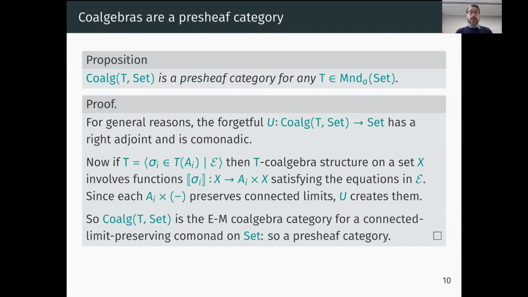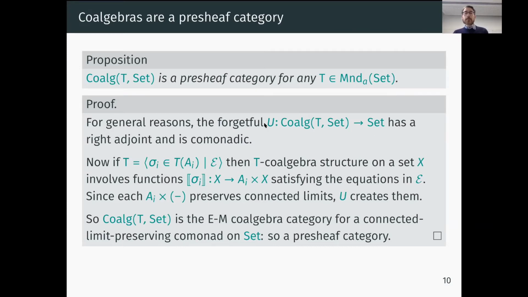Okay? I start with any monad T on set. I look at its coalgebras in set. And they, it turns out, are just a presheaf category. Okay? So let's see why. So I've got this coalg T set, and that has a forgetful functor down to set, where I just forget the coalgebra structure. And, okay, well, you might hope that this has some kind of adjoint, and yes, it does. It's got a right adjoint, and in fact, it's comonadic. Okay? And so the comonad it generates, by the discussion we had previously, is actually T bullet.